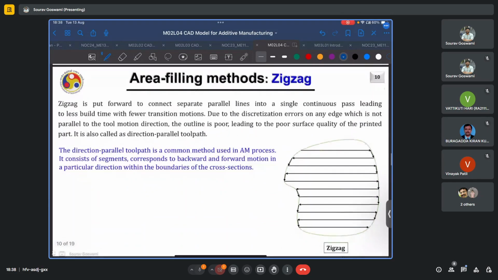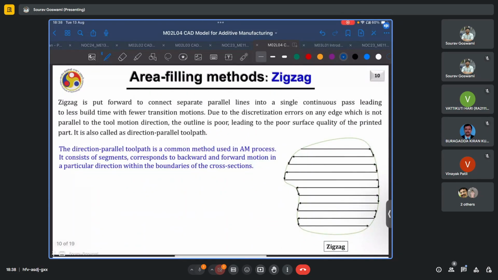An improvement over the basic raster scanning is the zigzag method, and it is simply put forward to connect separate parallel lines into a single continuous pass, which leads to less build time and fewer transition motions. Also, since now we are not making multiple lifts and the print is not getting interrupted so often, the deposition will be more uniform, even though we might be well aware that while the tool head is making turns, the deposition quality varies. But still, we can say that it is better compared to simple raster scanning.